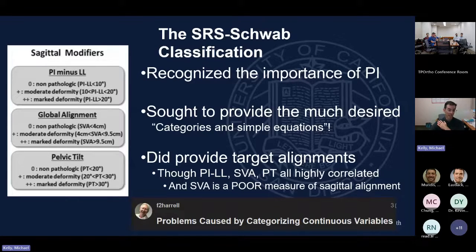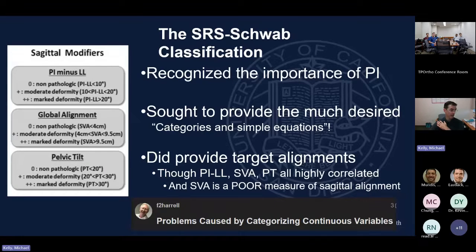And similarly, SVA. I think we know now that SVA is a terrible measure of sagittal plane alignment. It is okay for you to track any single individual over time, but it is not something that should be lumped together into groups, averaged, and used with any sort of information. It doesn't provide any information. The easiest way to think about that is someone with a really bad flat back who has a vertical sacrum and a PT of 40, their SVA is going to be really low. They're going to be horribly sagittally malaligned.